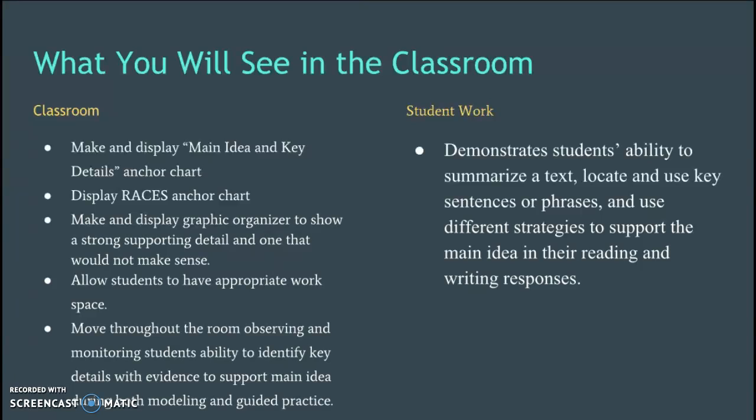ability to identify key details with evidence to support main idea during both modeling and guided practice. The student work should demonstrate students' ability to summarize a text, locate and use key sentences or phrases, and use different strategies to support the main idea in their writing responses and reading. Finally, we came up with 3 different assessments that will help show student understanding with rubrics as well as checklists.